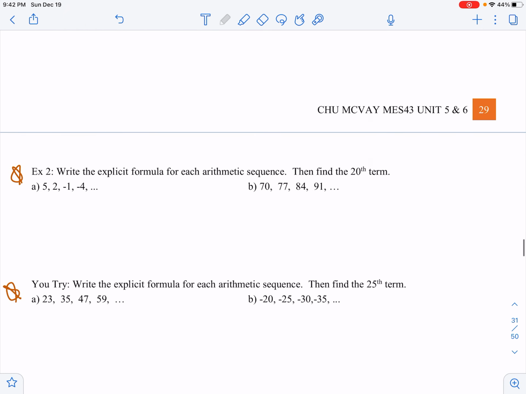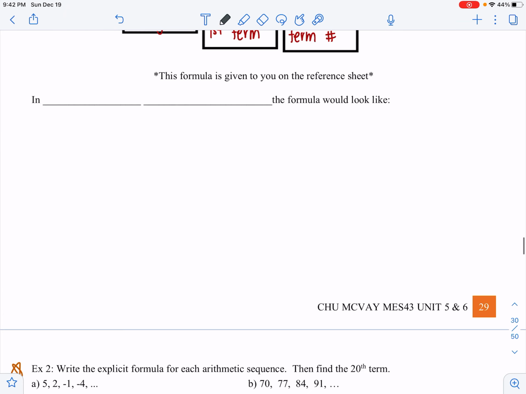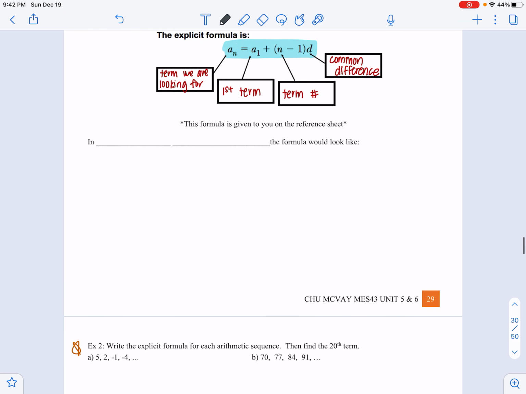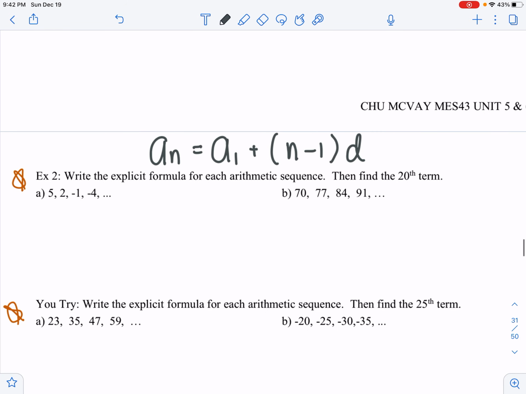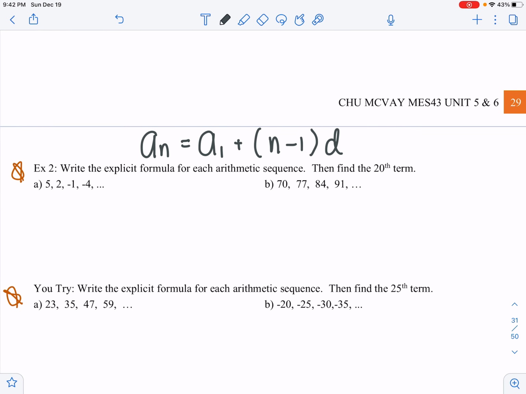So I am now on page 30. Let me copy this formula onto the top because, again, we do not need to memorize it. We just need to know how to use it. So a n equals a 1 plus n minus 1 times our common difference. Okay, I'm on page 30. Let's take a look at example 2.